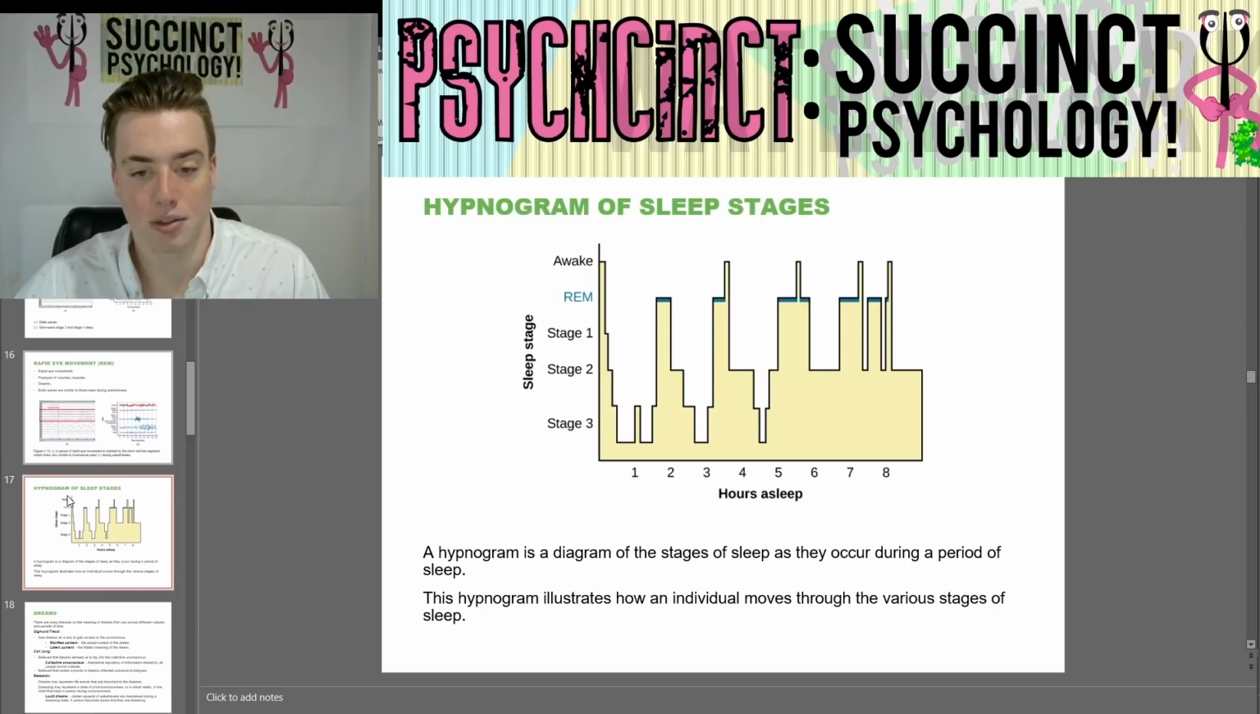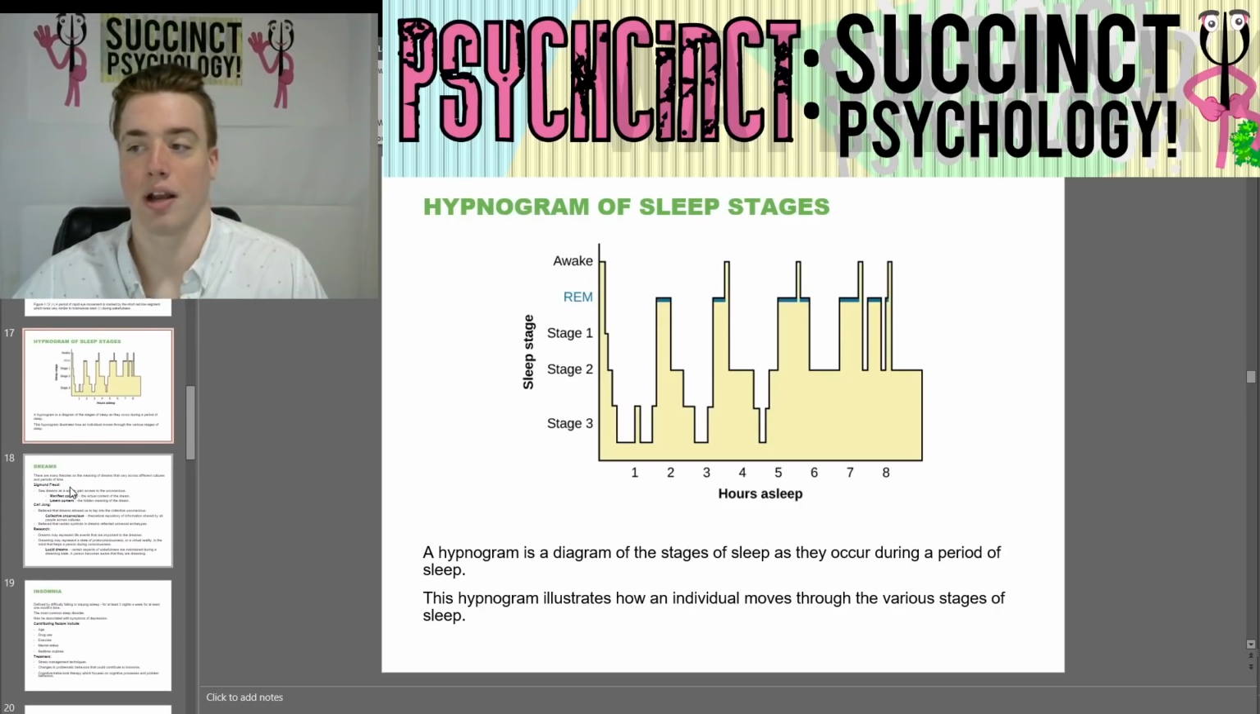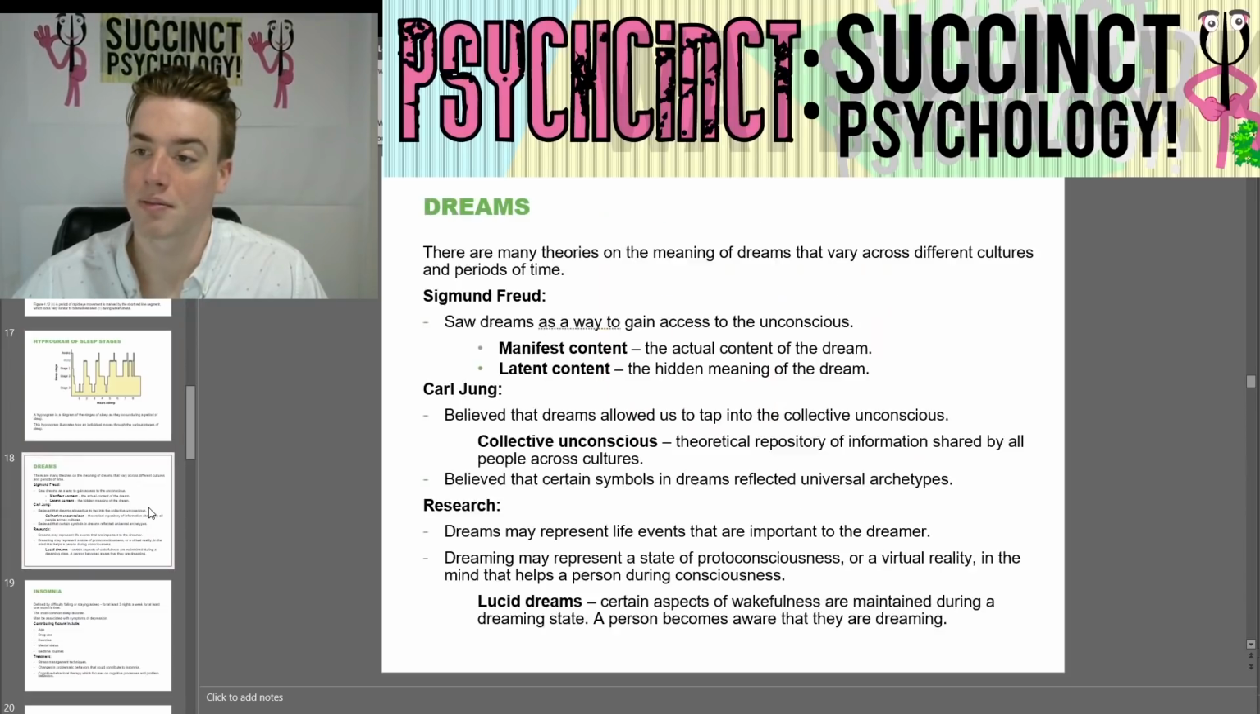So next we have the hypnogram of sleep stages. A hypnogram is a diagram of the stages of sleep as they occur during a period of sleep. This hypnogram illustrates how an individual moves through the various stages of sleep. So you can see the hours of sleep they get, and then the corresponding stages with that. It's very interesting. I actually didn't know about hypnograms, so I just learned something new.